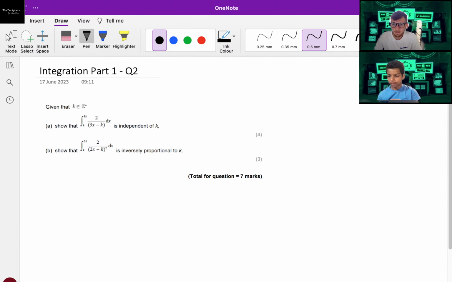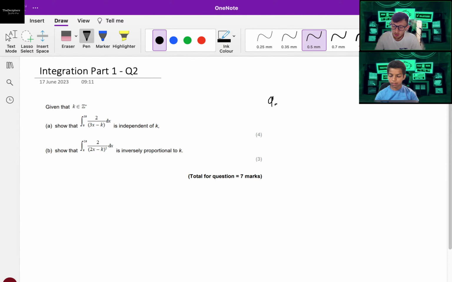So question 2, there are 2 parts to this one. There's another 7 marker, with 4 and 3 marks for the parts. So given that k is an element of z plus, what does that mean? That means that k is a positive real number.